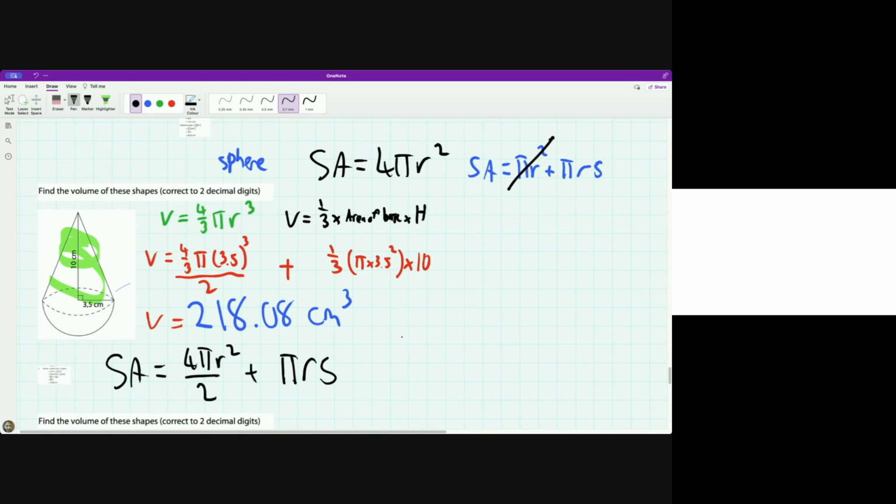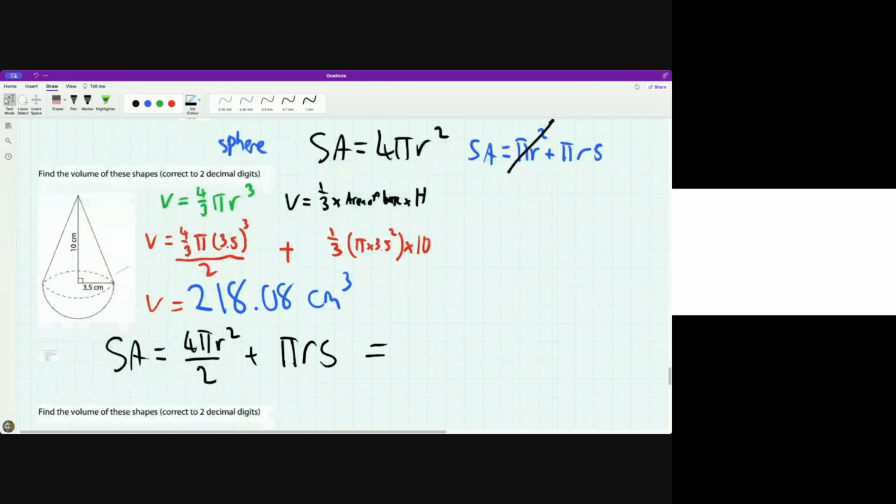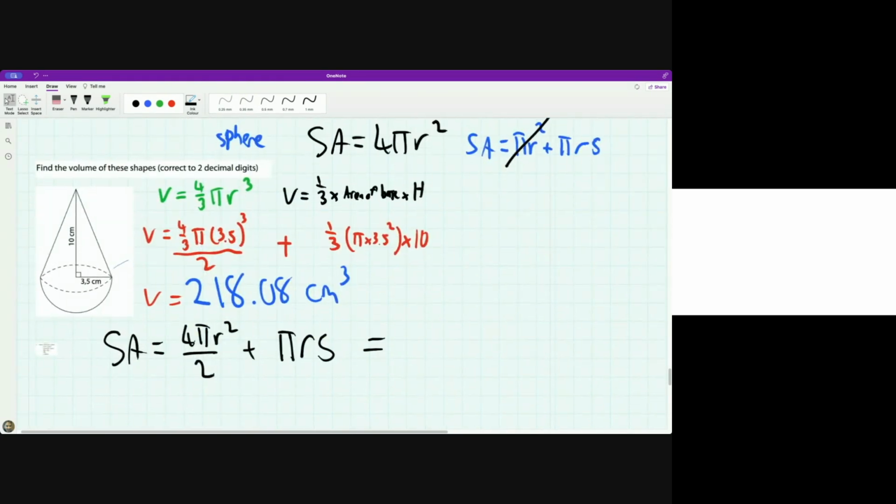Okay? So to work out the surface area of this whole shape, I need to do that. But there's another thing I need to find. What is the other thing I need to find? I don't have this yet to help me. If you think back to earlier in the lesson, what is the other piece of missing information I need to calculate for the shape? It's the slant height. Yes, it's this bit over here, because that's how I know what the radius is.